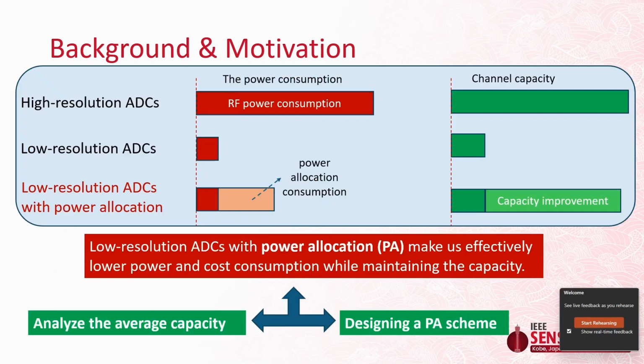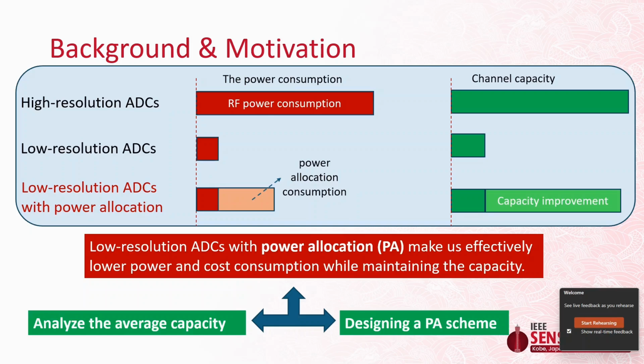As shown in the slide, high resolution ADCs have more channel capacity with high RF power consumption, and low resolution ADCs have lower channel capacity with slight power consumption. However, low resolution ADCs with power allocation bring a large capacity improvement with slight power consumption. Thus, low resolution ADCs with power allocation, PA, let us effectively lower power and cost consumption while maintaining capacity.